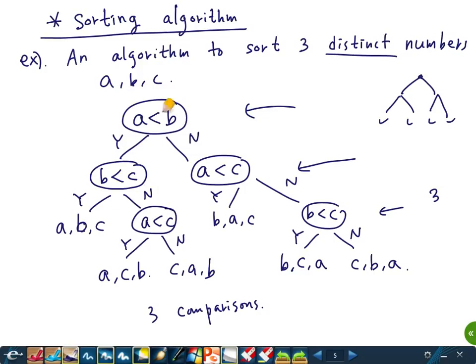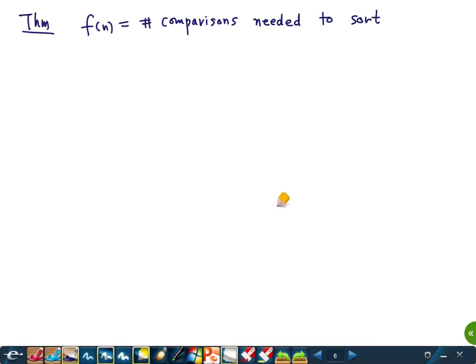But sometimes if you are lucky, you can sort this by doing only 2 comparisons, but in the worst case, we need 3. So for 3 distinct numbers, 3 comparisons is the best. But what if we have general n distinct numbers? How many comparisons do we need in the worst case? We can do this using binary trees and analyzing the terminal vertices. Let's say Fn is the number of comparisons needed to sort n numbers.